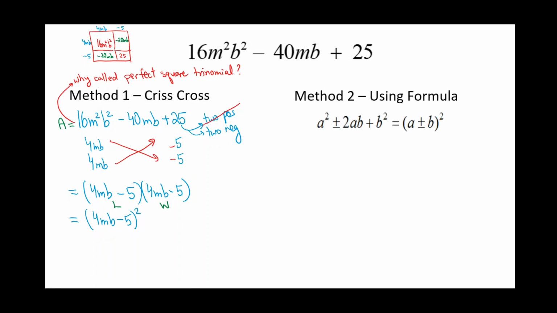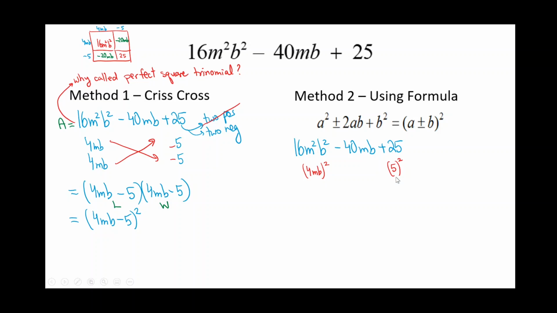Let me show you also how to use the formula. So the formula is provided here. Here's the question. What you want to do is identify whether the first and the last term are perfect squares. So what is being squared in the first term? 4mb, when you multiply it by itself, you get this first term. And what is multiplied by itself to get 25?